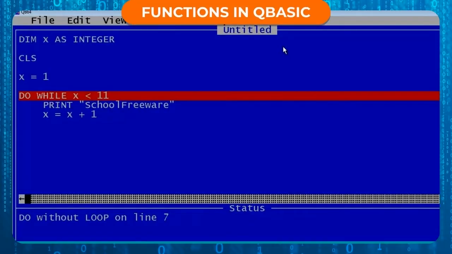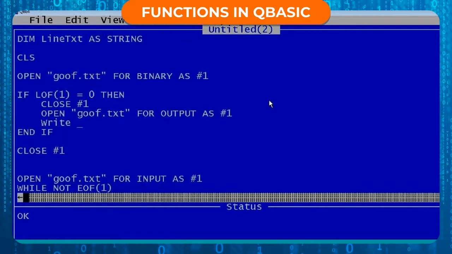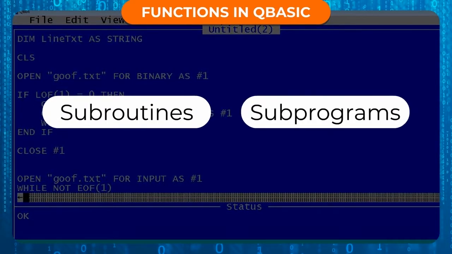Functions in QBasic. When programs are large, it is required to break them into smaller parts that are easier to work with. These small programs are called subroutines or subprograms.